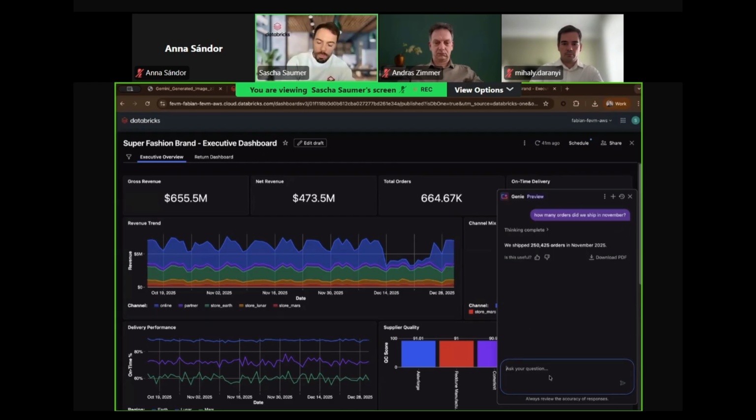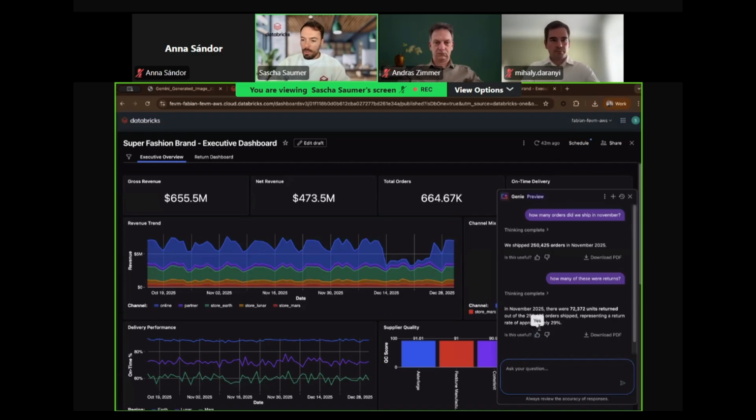It's not just a one-shot, but I could also ask it how many of these were returns, for example. So all the questions where typically people would have to modify the dashboard itself and create a new chart, I can now ask directly out of the dashboard. So we can see, okay, we sold 250,000 in November and 72,000 were returned. So it also automatically calculates how many of them were returned.